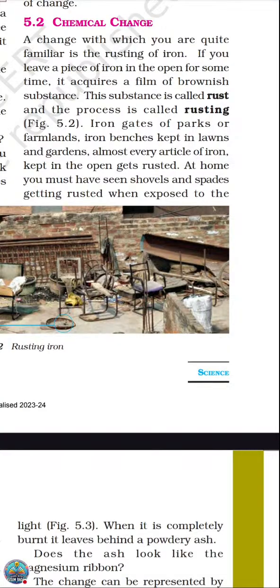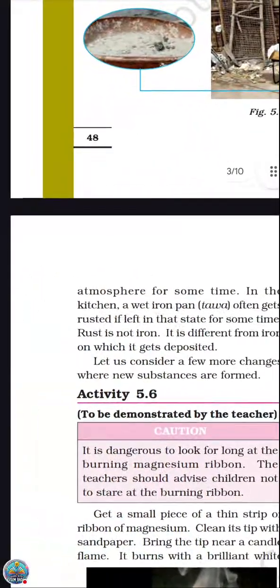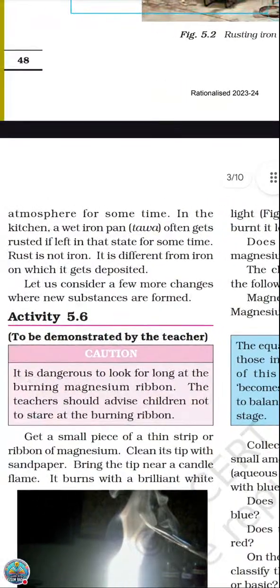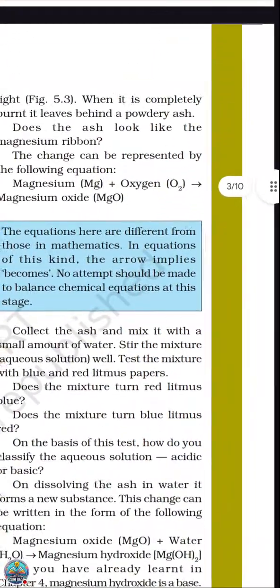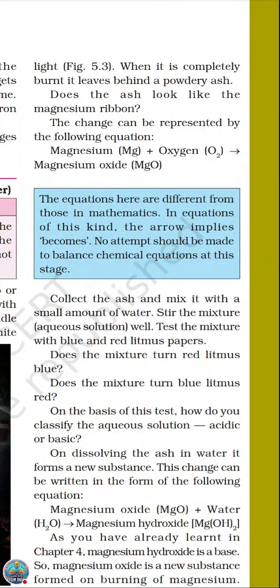So when a new substance is formed, it is called chemical change. Very good. What is chemical change? When a new substance is formed, it is called chemical change. Now, okay, so here they have taken an example. Change can be represented by the following equations.